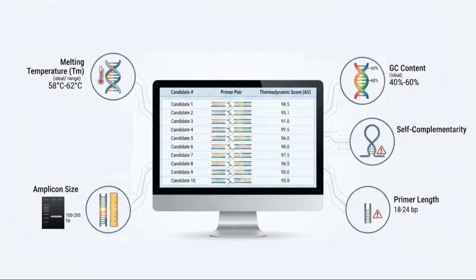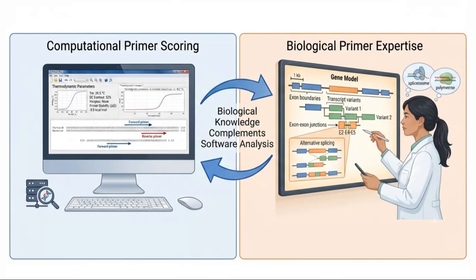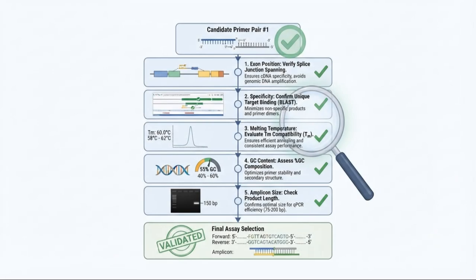Primer 3 Plus ranks primer pairs using thermodynamic scoring. It does not know your biological question. It doesn't know XN boundaries. It doesn't know whether a primer spans an XN junction. And it certainly doesn't know which transcript matters most for your experiment. So instead of blindly accepting the first result, let's evaluate the candidates systematically.